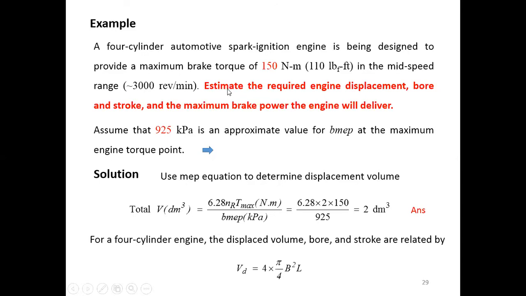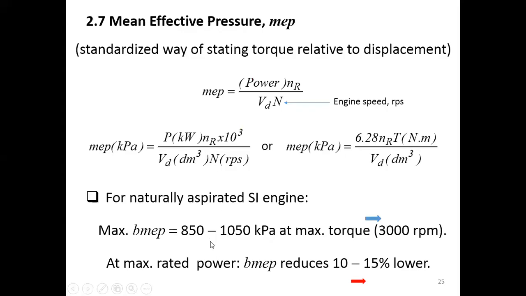How are you going to design your engine so that it can deliver this 150 Newton meters at 3000 revolutions per minute? So what are we going to do? We learned about the BMEP already, so we have to make an assumption, or assume the value of the BMEP. How can we come up with the number? Then you might have to go back to what we said before.